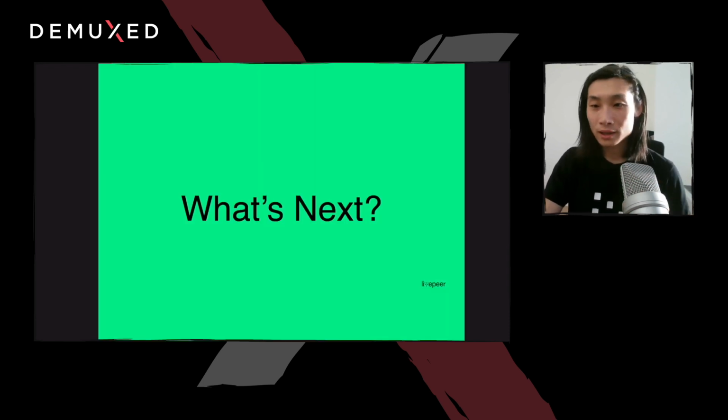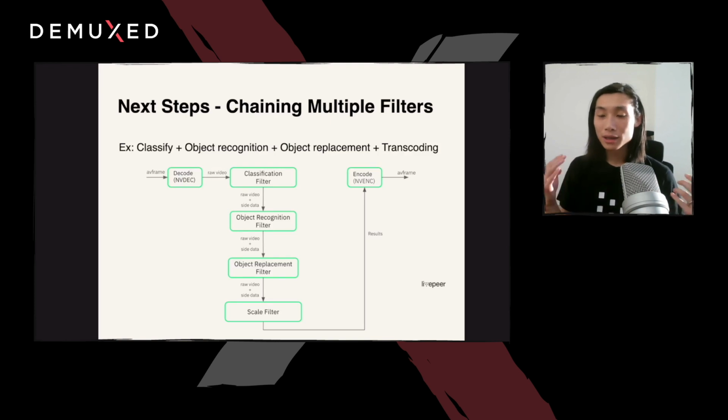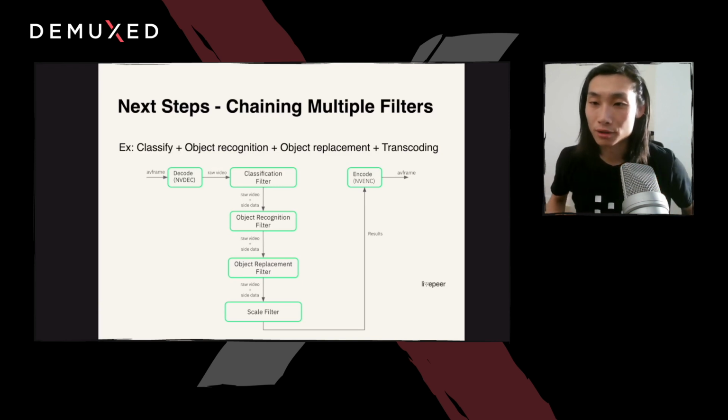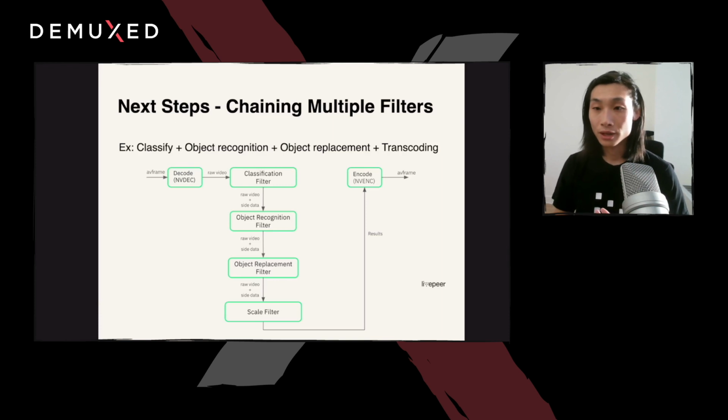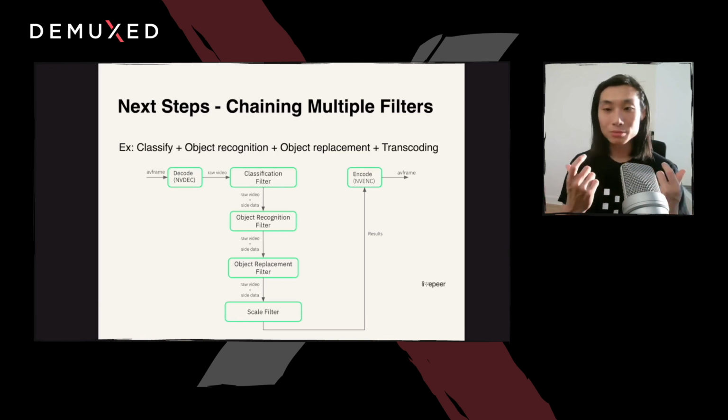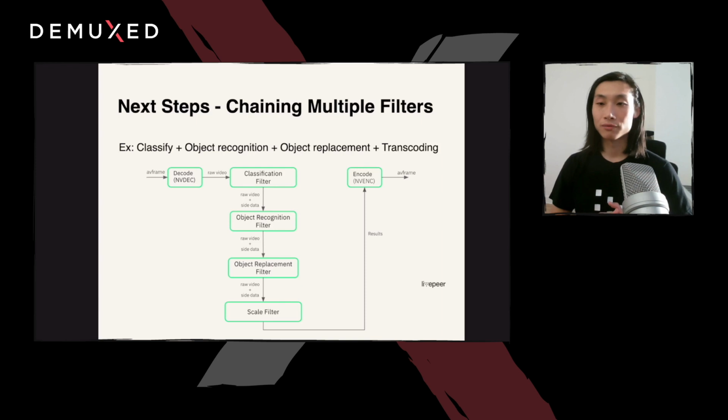So what's next? One interesting thing is that because this is all implemented as filters, we can start to chain these filters together to do some pretty complex and interesting workflows. For example, after the classification, we can send everything into a content recognition filter that then gets sent to an object replacement filter. Then we transcode the video. So for example, this can allow us to do some pretty interactive videos that can in real time replace objects in the video, or we can do things like ad placement in the raw video itself.